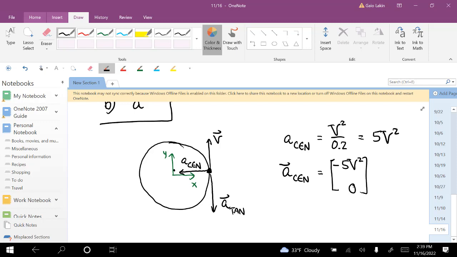And I've already drawn the tangential acceleration vector. We don't know what the magnitude is. We can't calculate that yet, but we know it's pointing in the negative y direction. So I'm going to write my tangential acceleration as 0, negative a tan. We just have to calculate that variable a tan to come up with that vector.